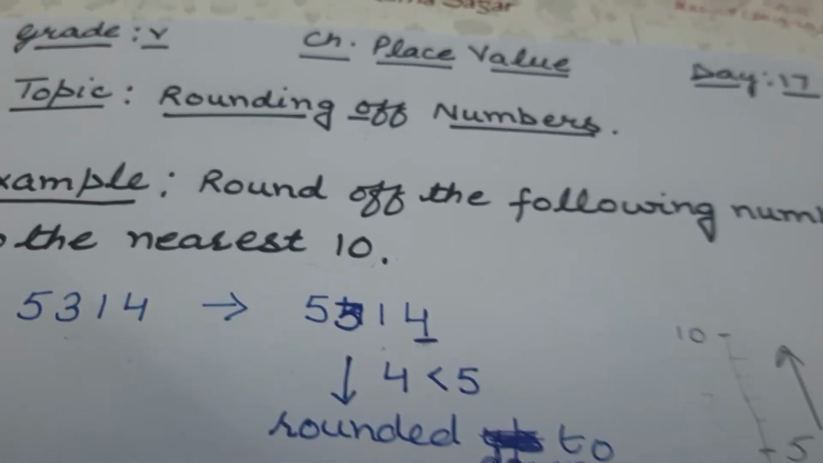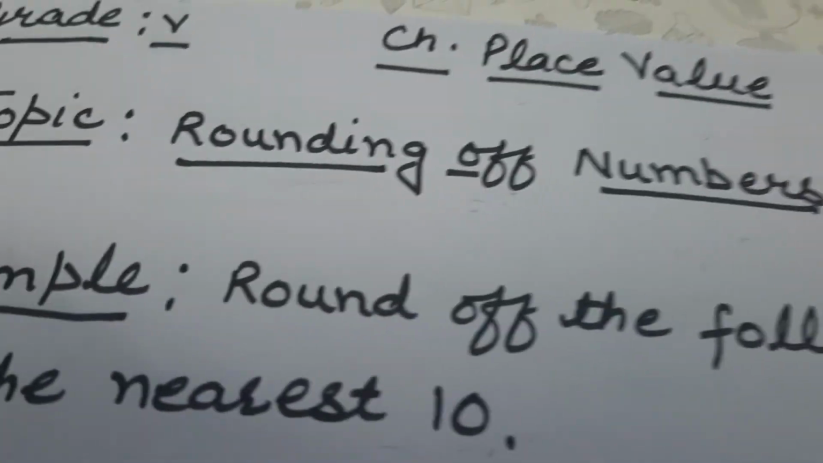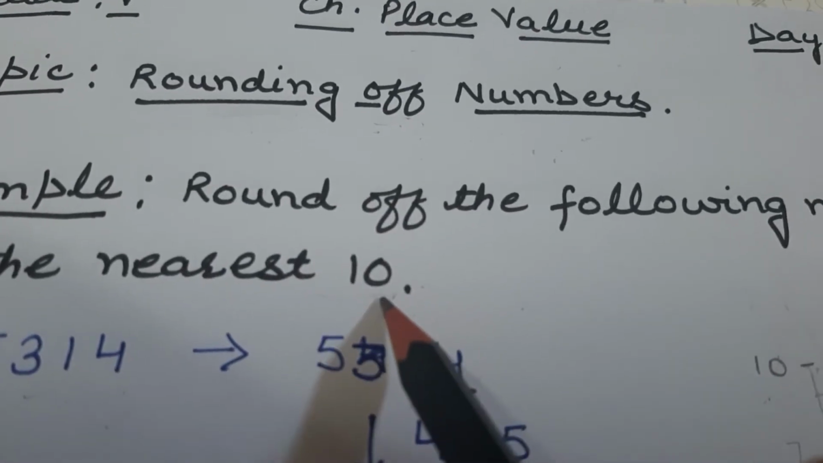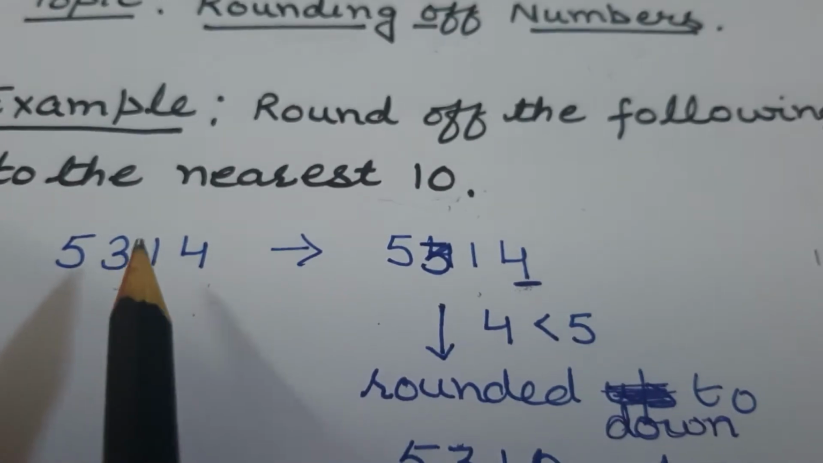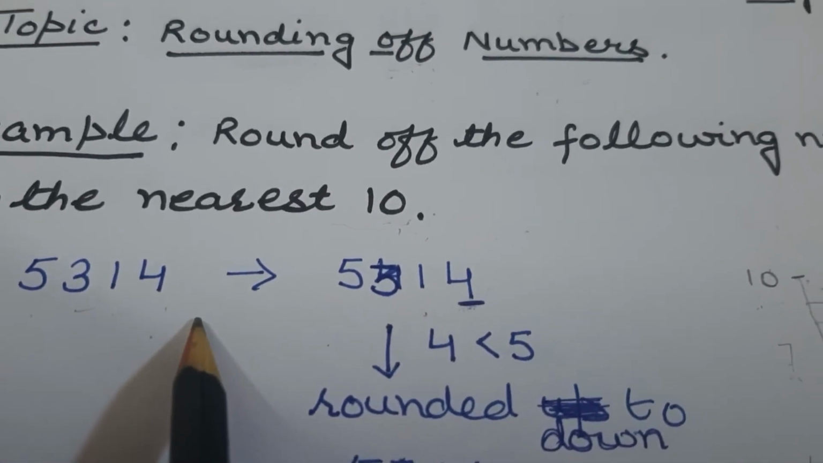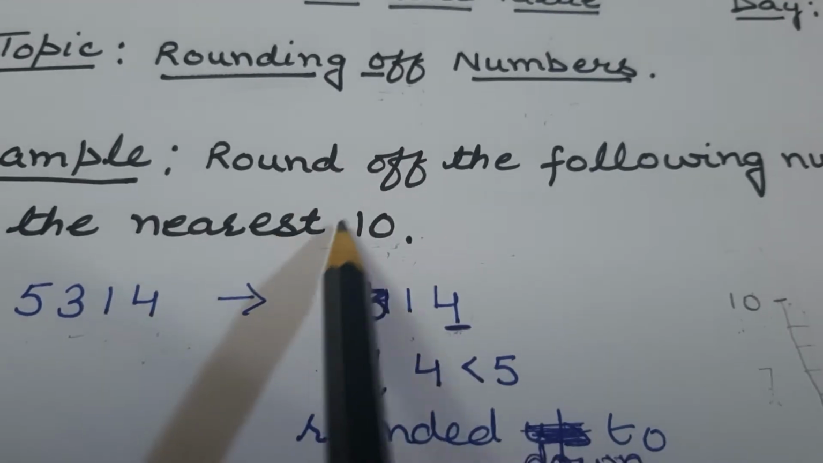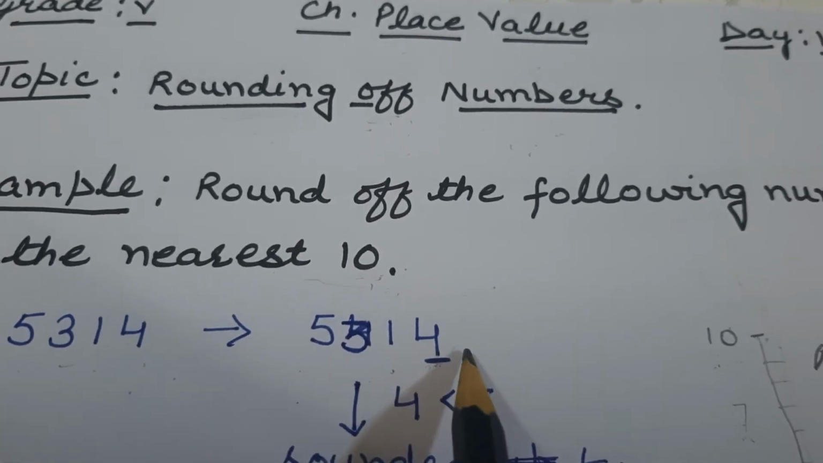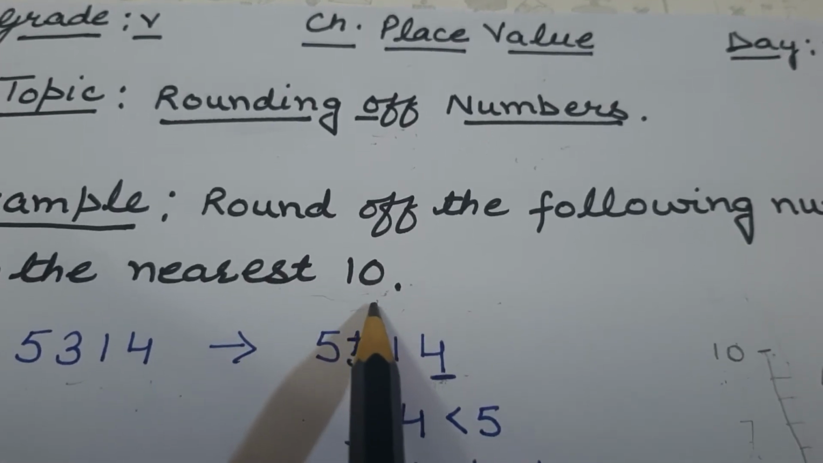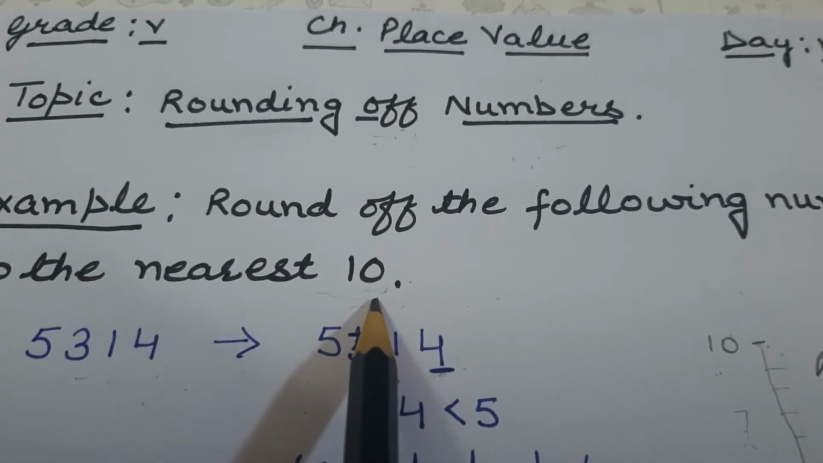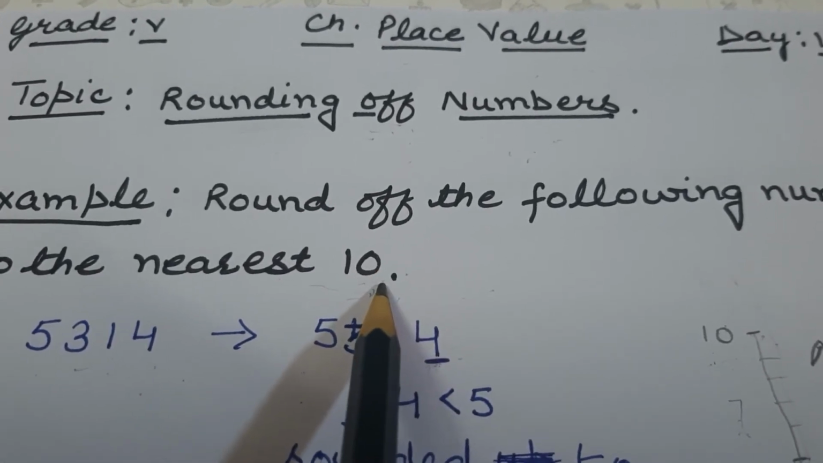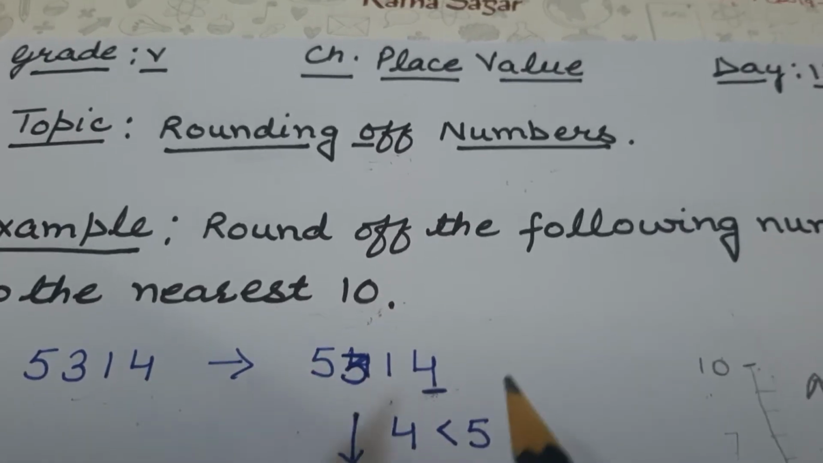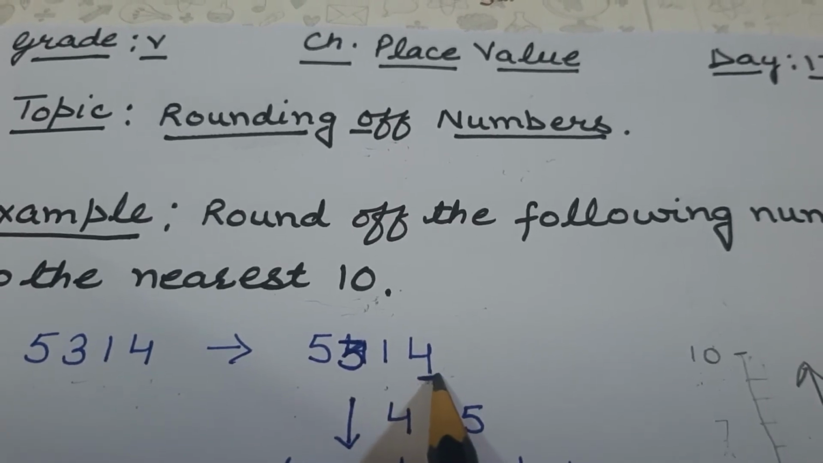Okay, now we will take example based on this topic. Round off the following number nearest to tens. So suppose this is your number 5314 and we have to round off this number nearest to tens. So once again we will write the same number. Now we will focus on the place before tens. Before tens, which place is there? Ones. Okay, so we will underline ones place.